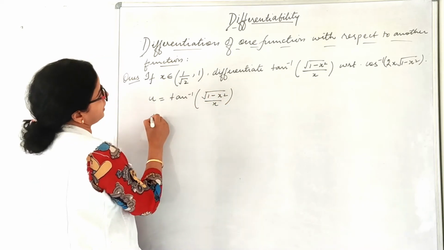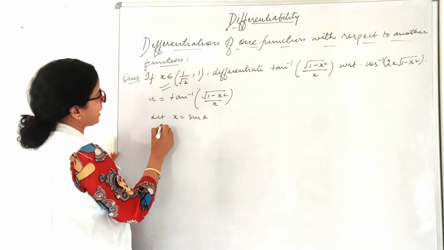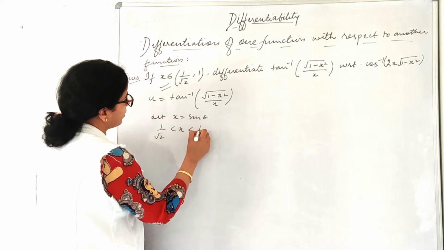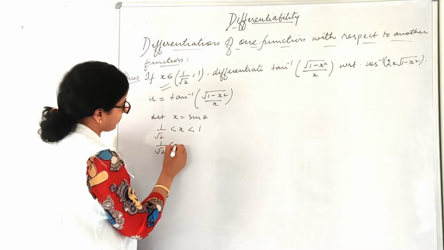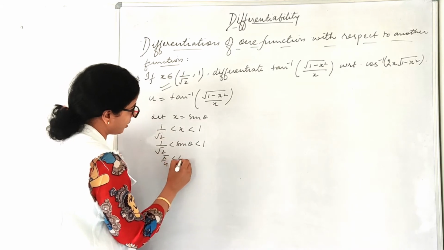Okay, so let x is equal to sine theta, right? Now let us check this part. So my x belongs to 1 by root 2 and 1. So 1 by root 2 ≤ sine theta ≤ 1. So it means my theta belongs to pi by 4 and pi by 2.